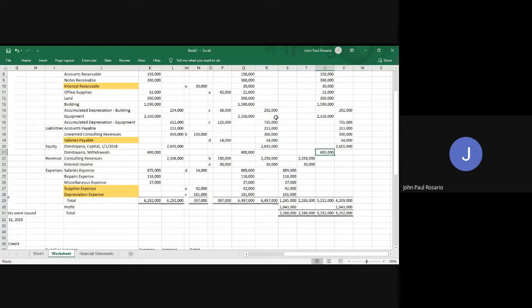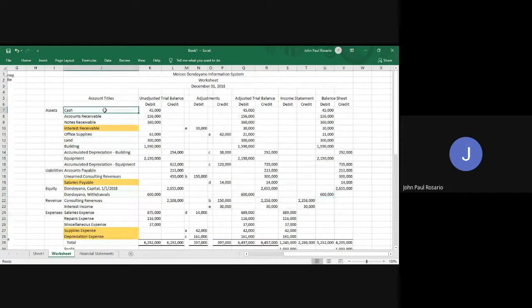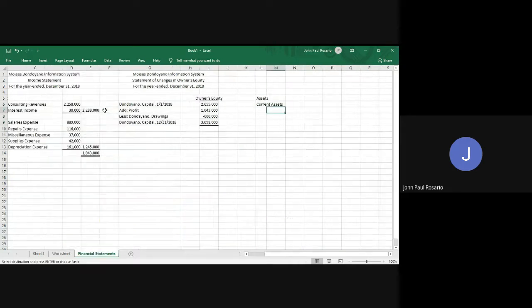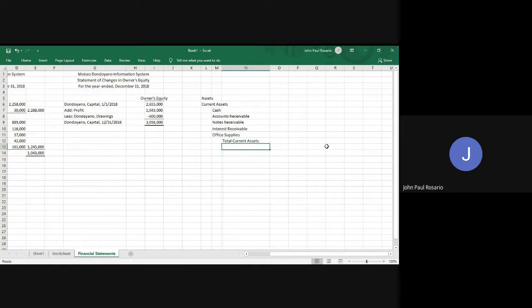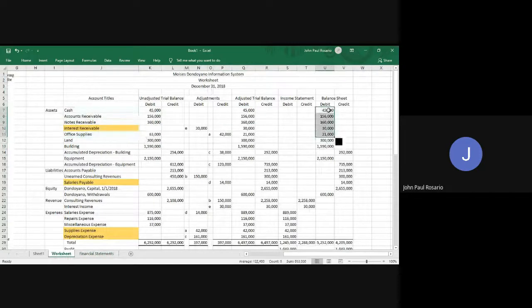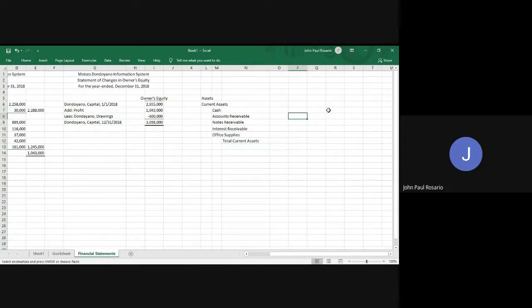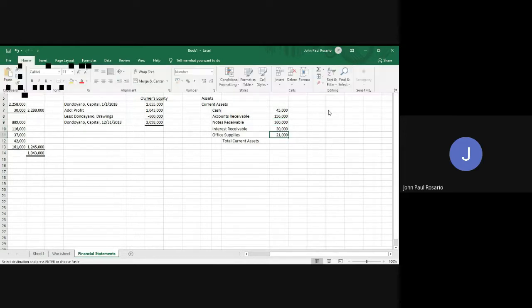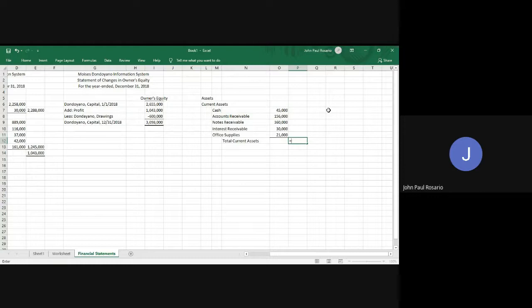Our current assets are those that can be realized within 1 year. Land, of course, will only be realized after more than 1 year. So total current assets. Okay, so these are the amounts. For our cash through office supplies, we have 45 through 91,000. So our total current assets would be this.